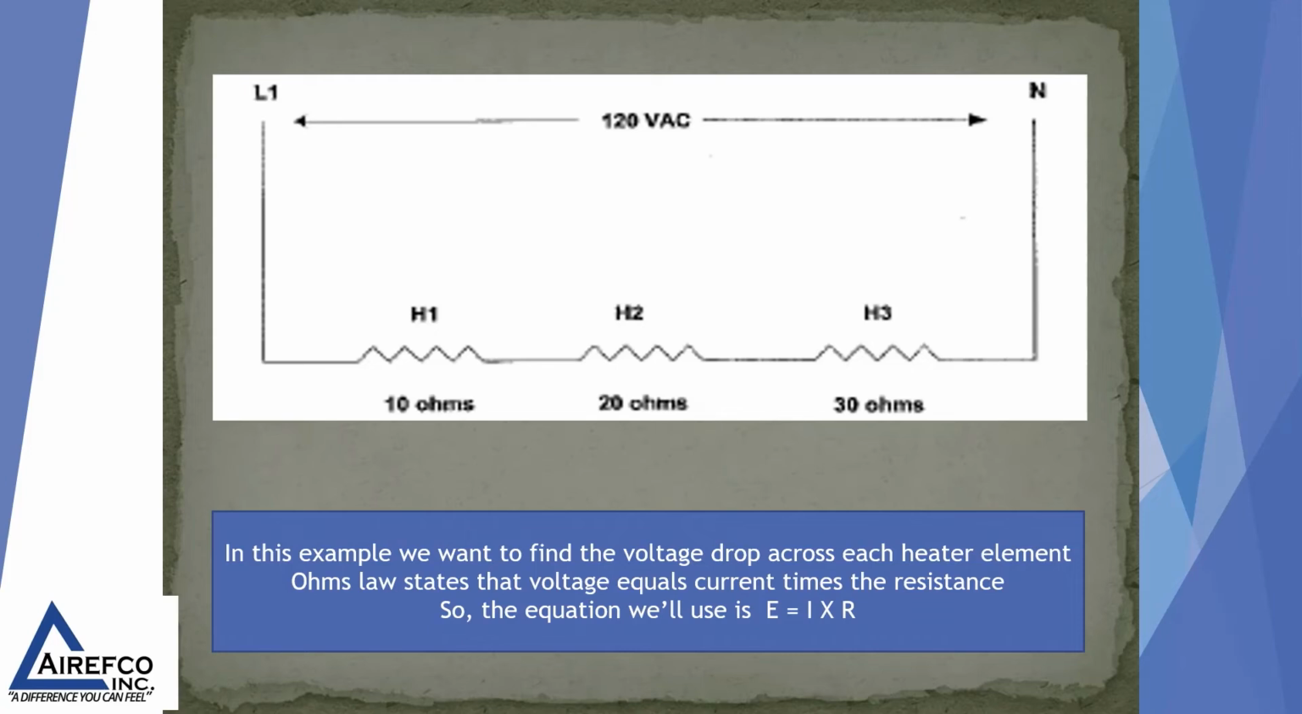In this example, we want to find the voltage drop across each heater element in this circuit. Ohm's law states that voltage equals current times the resistance. So the equation that we are going to use is E equals I times R.